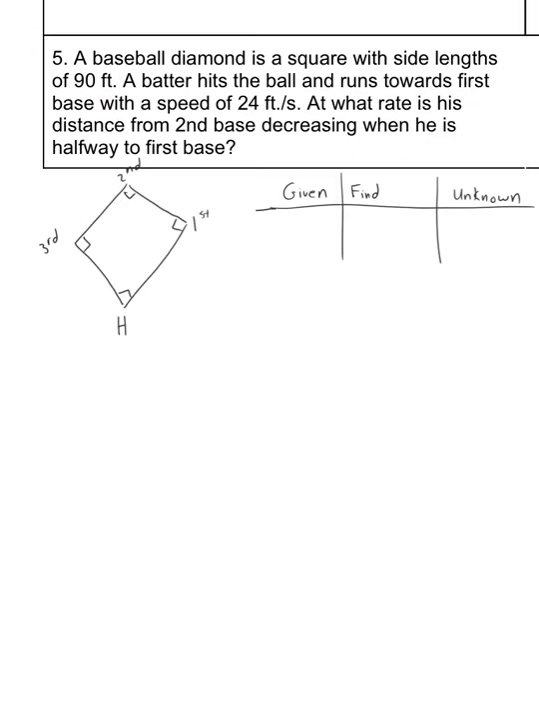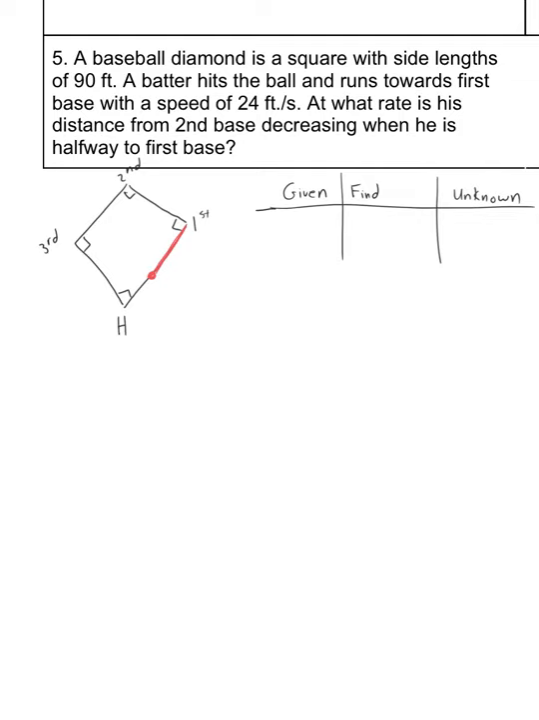All right, we're going to do a baseball problem. Remember, a baseball diamond is a square. The side lengths are all 90 feet. So the batter starts at home plate, and he hits the ball and he runs towards first base. So he is somewhere between home and first base. I'm going to put him right here. There is our batter. All right, so there is one side of our right triangle.